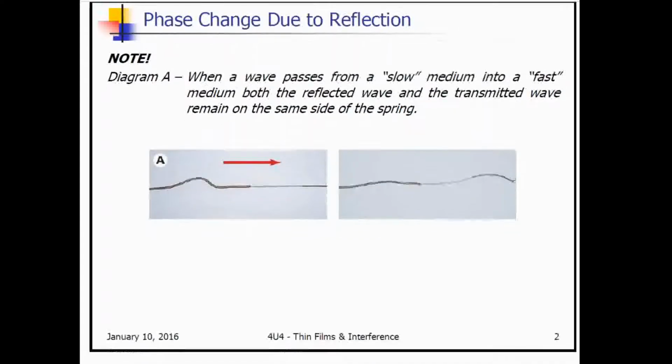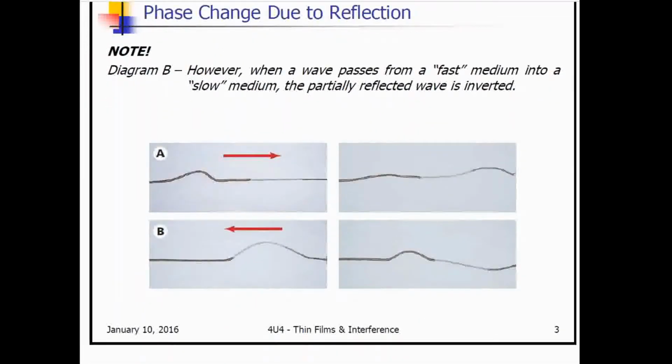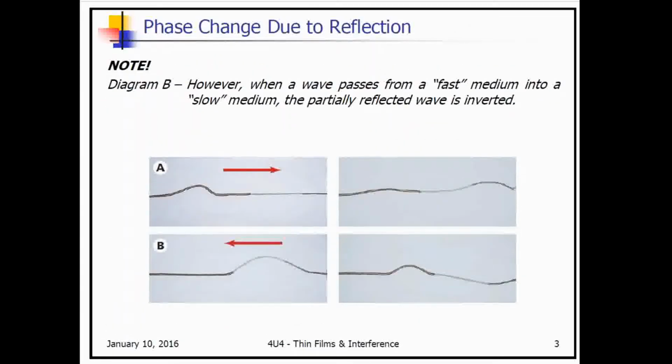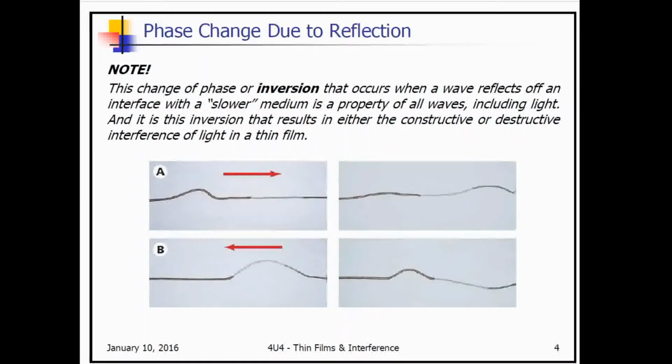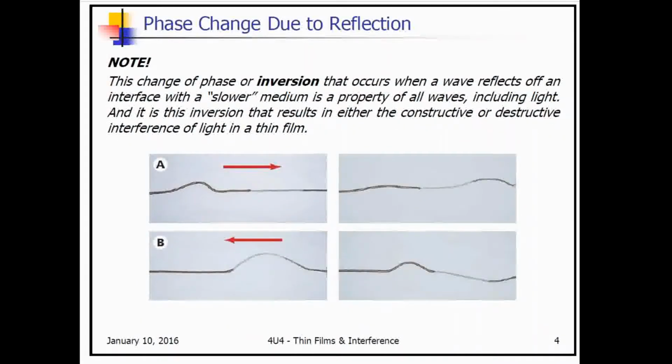In diagram A, we have a wave passing from a slow medium into a fast medium. Both the reflected and the transmitted wave are on the same side of the spring if that happens. When we have a wave passing from a fast medium into a slow medium, though, the partially reflected wave is inverted. This inversion that occurs when a wave reflects off of a slower medium is a property of all waves, including light. And it is the inversion that results in either the constructive or destructive interference of light in a thin film.